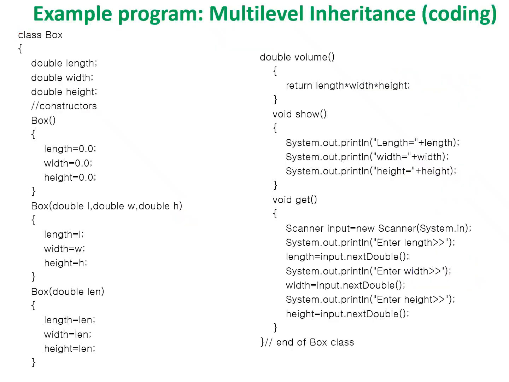Example for multi-level inheritance. Here, the Box class is the base class. It contains the double variables length, weight, height, and the Box class contains three constructors: a no-argument constructor, a three-argument constructor, and a one-argument constructor. And we also have the methods volume, show, get.